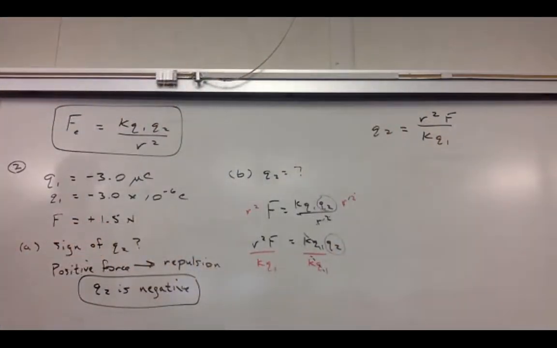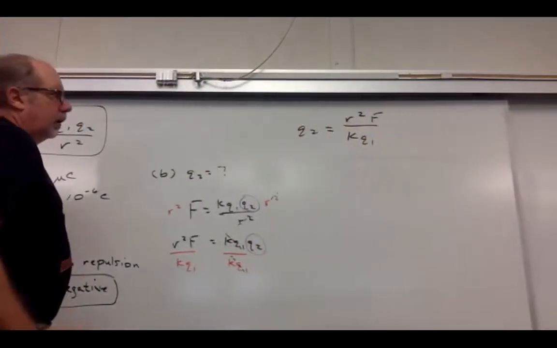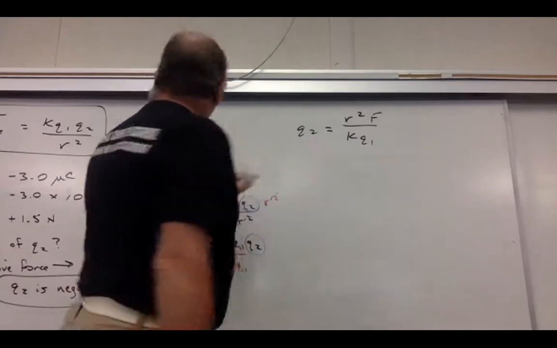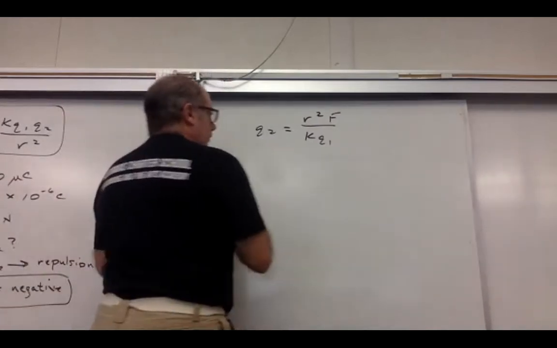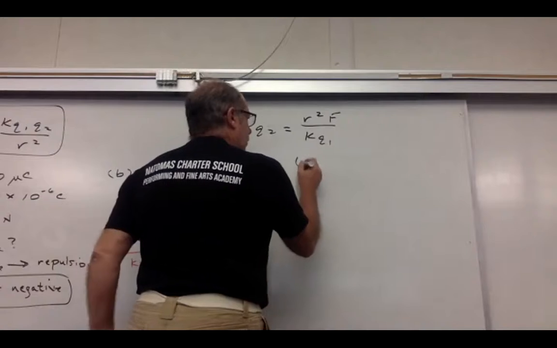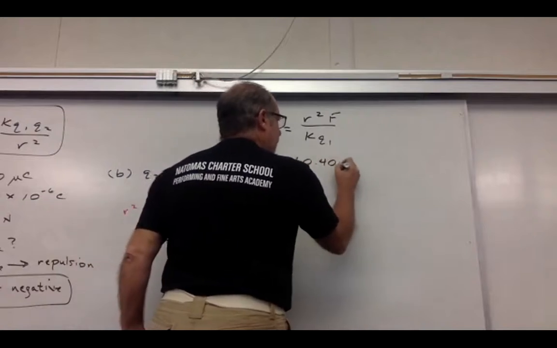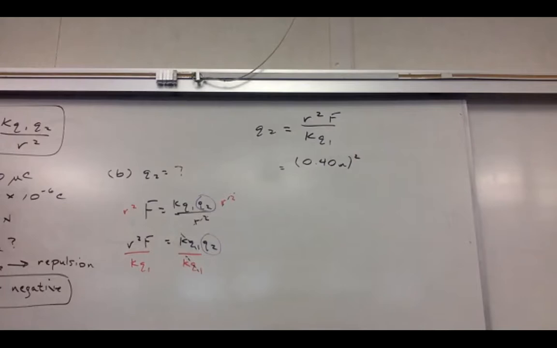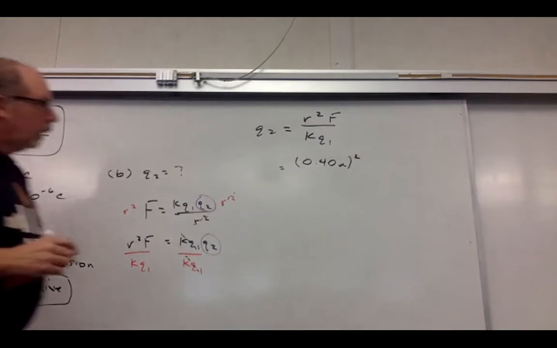All right, now I have the equation solved for Q2. Now I can plug in my numbers. There was 0.4 meters of distance between them. I did not write that in my data table; I should have. R is 0.4 meters. Square that.